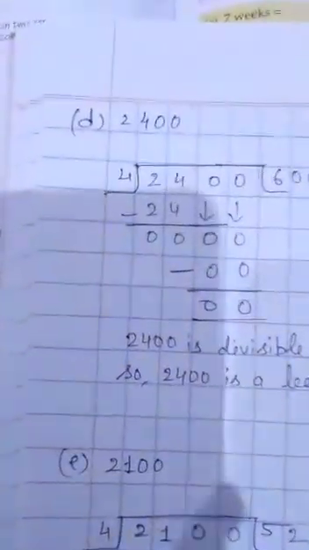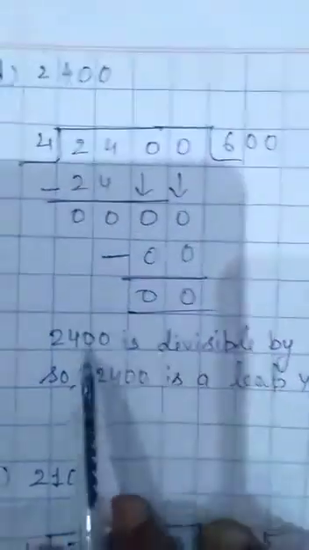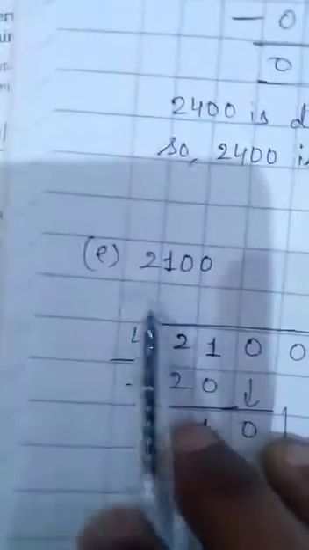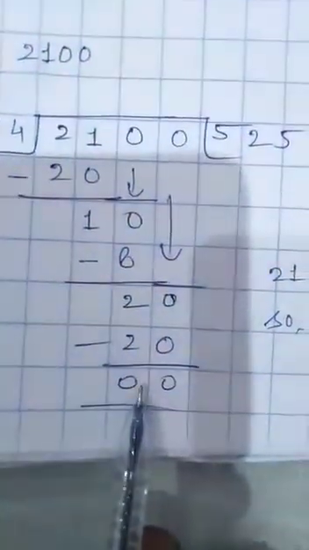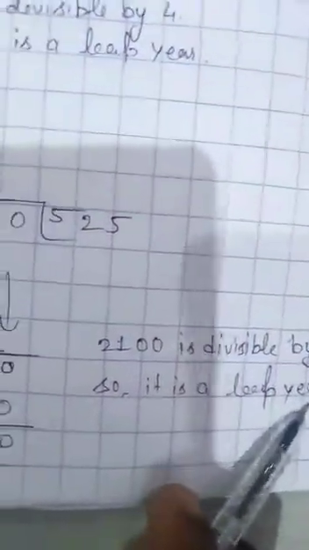Question number D. Now we will check the year 2400. When we divide 2400 by 4, there is no remainder. So 2400 is divisible by 4, so 2400 is a leap year. Now question number E, 2100. When we divide 2100 by 4, there is no remainder. So 2100 is divisible by 4, so it is a leap year.